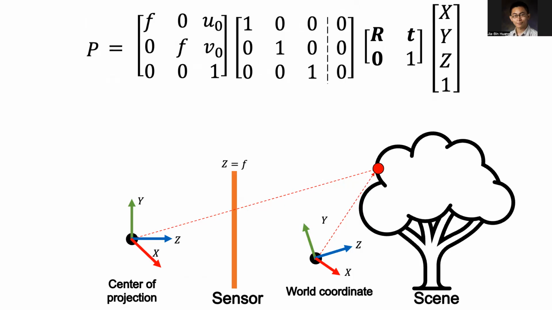This is the whole process. Basically it says that if I tell you what the rotation and translation and the focal length and u naught, v naught are, then I would know exactly what the relationship is from the 3D point to a camera image.